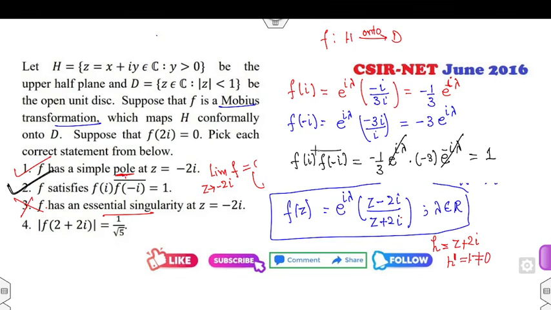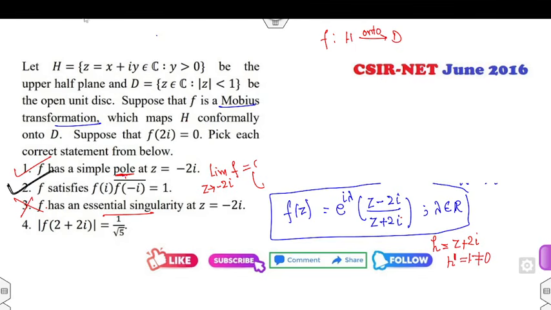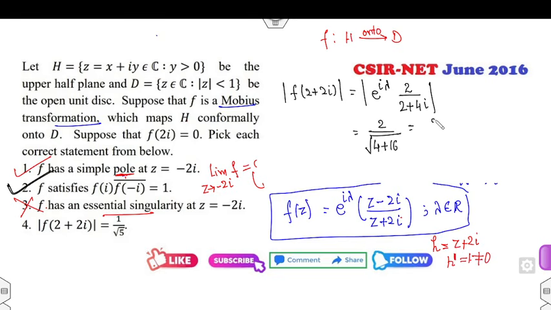Correct option. Now, look at the last option, absolute value of 2 plus 2 iota. When you take 2 plus 2 iota, the numerator is 2, denominator is 2 plus 4 iota. This value is my 1, numerator is 2, denominator will be 4 plus 16. So 2 over 20, 2 over root 5, 1 over root 5. A, B and D are my correct answer of this problem.